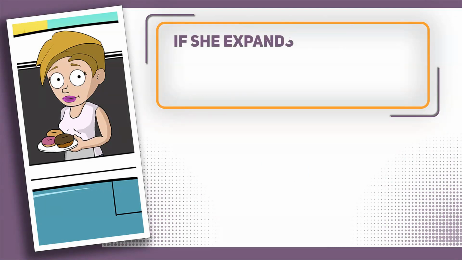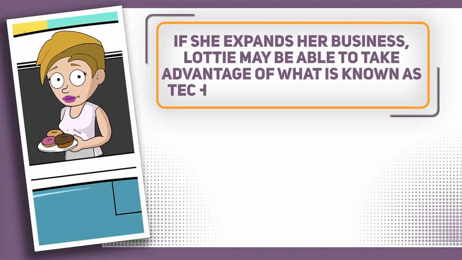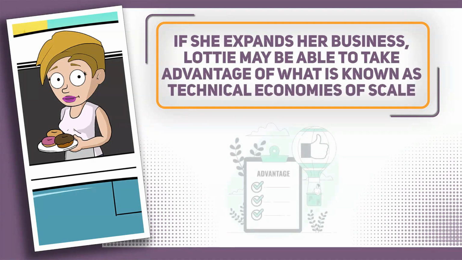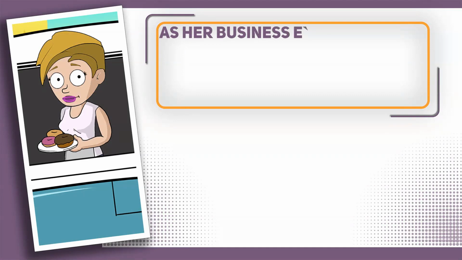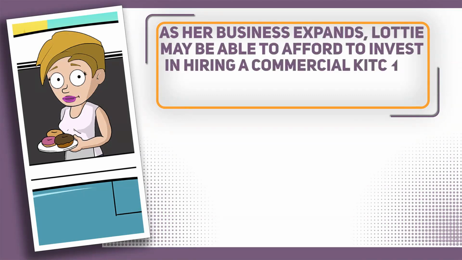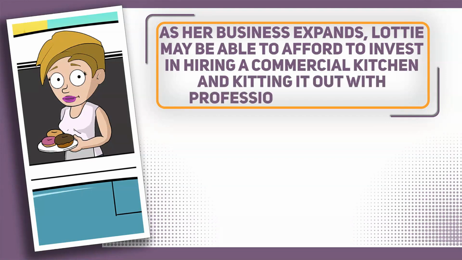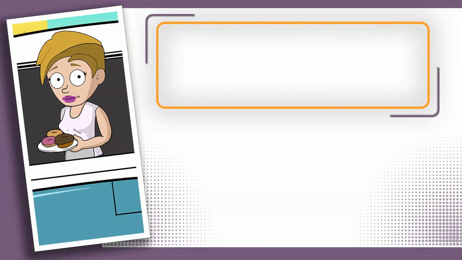And finally, if she expands her business, Lottie may be able to take advantage of what is known as technical economies of scale. Lottie has started off by producing her donuts in her home kitchen. It's a lovely kitchen with lots of mod cons, but it's not really geared up for making industrial quantities of donuts. As her business expands, Lottie may be able to afford to invest in hiring a commercial kitchen and kitting it out with professional equipment more suitable for running a business.